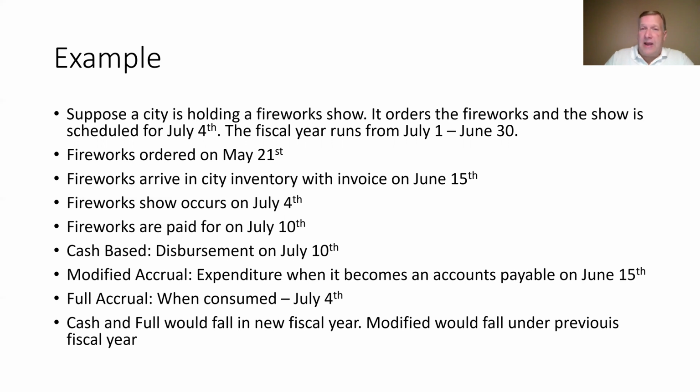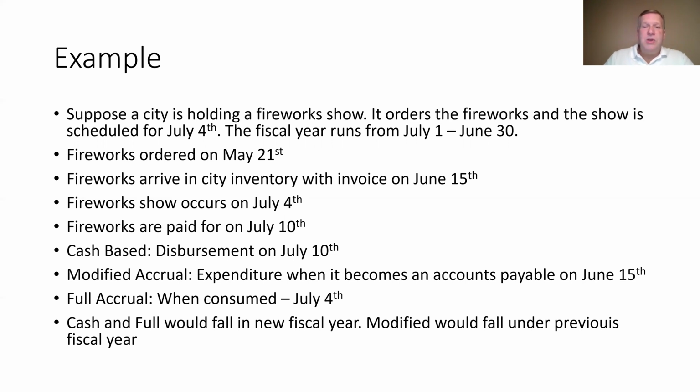However, under a modified accrual approach, it would be an expenditure when it becomes an accounts payable. So whenever you've received those fireworks into inventory on June 15th, along with a bill, that's when you would consider it to be an expenditure under modified accrual. So under modified accrual, it would be an expenditure applied against the current fiscal year. It's an obligation, a liability for the current fiscal year.